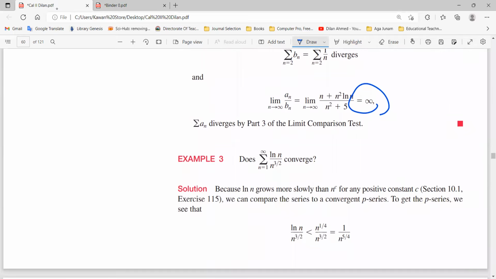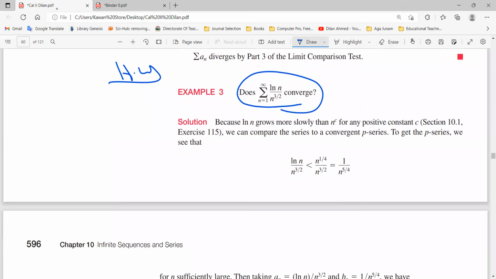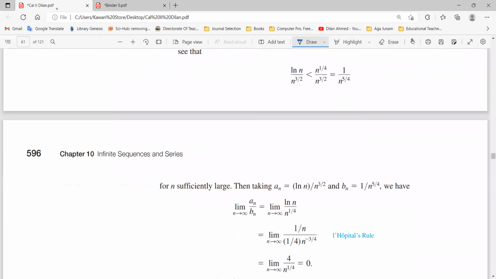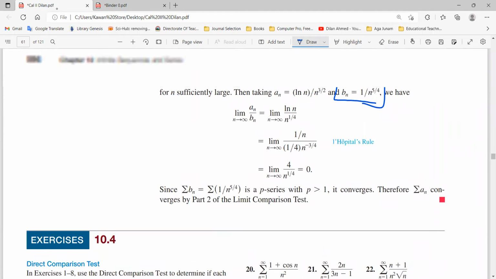So does that one converge or diverge? Homework. You don't need to, you just look at and see how we bring the Bn. Look, y is 1 over 4. Think about it. Okay.